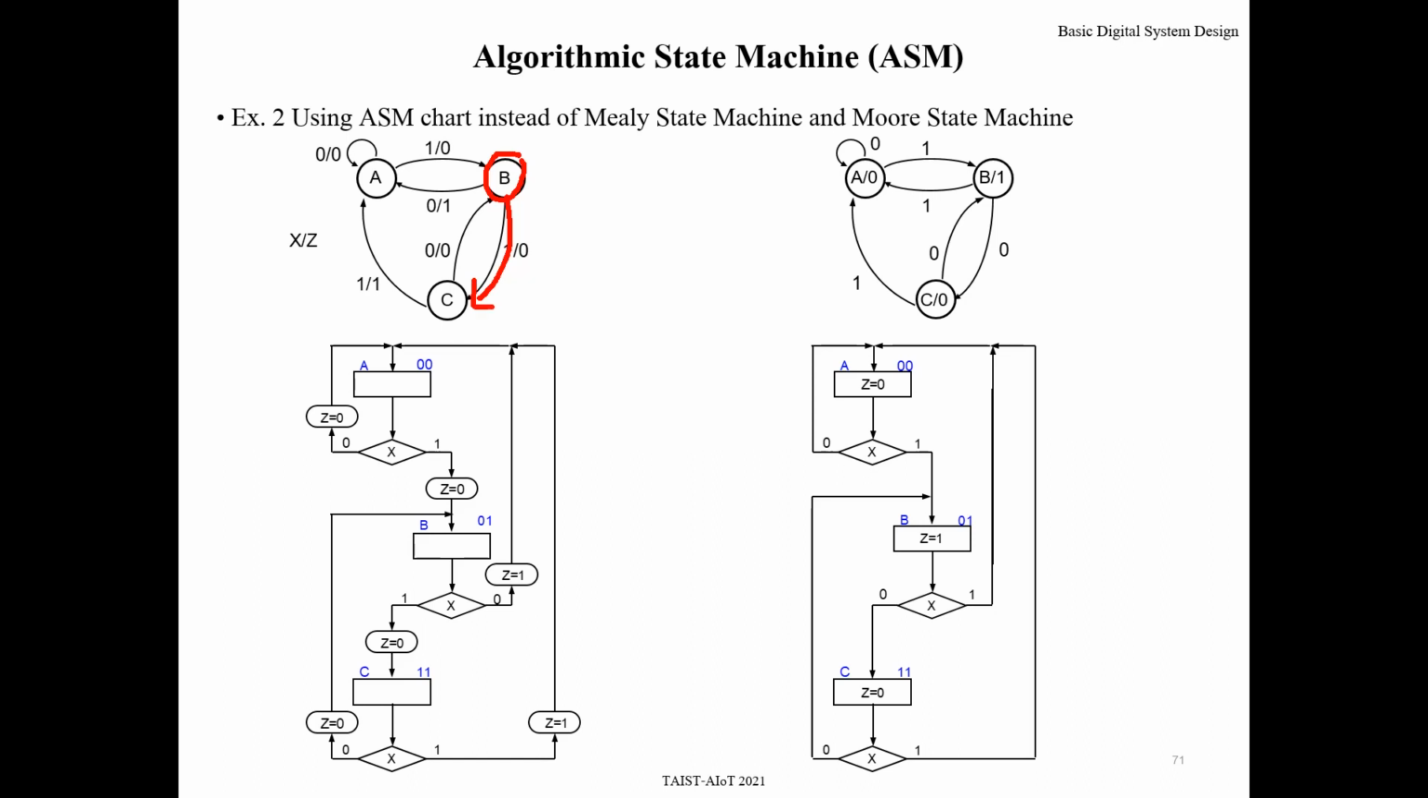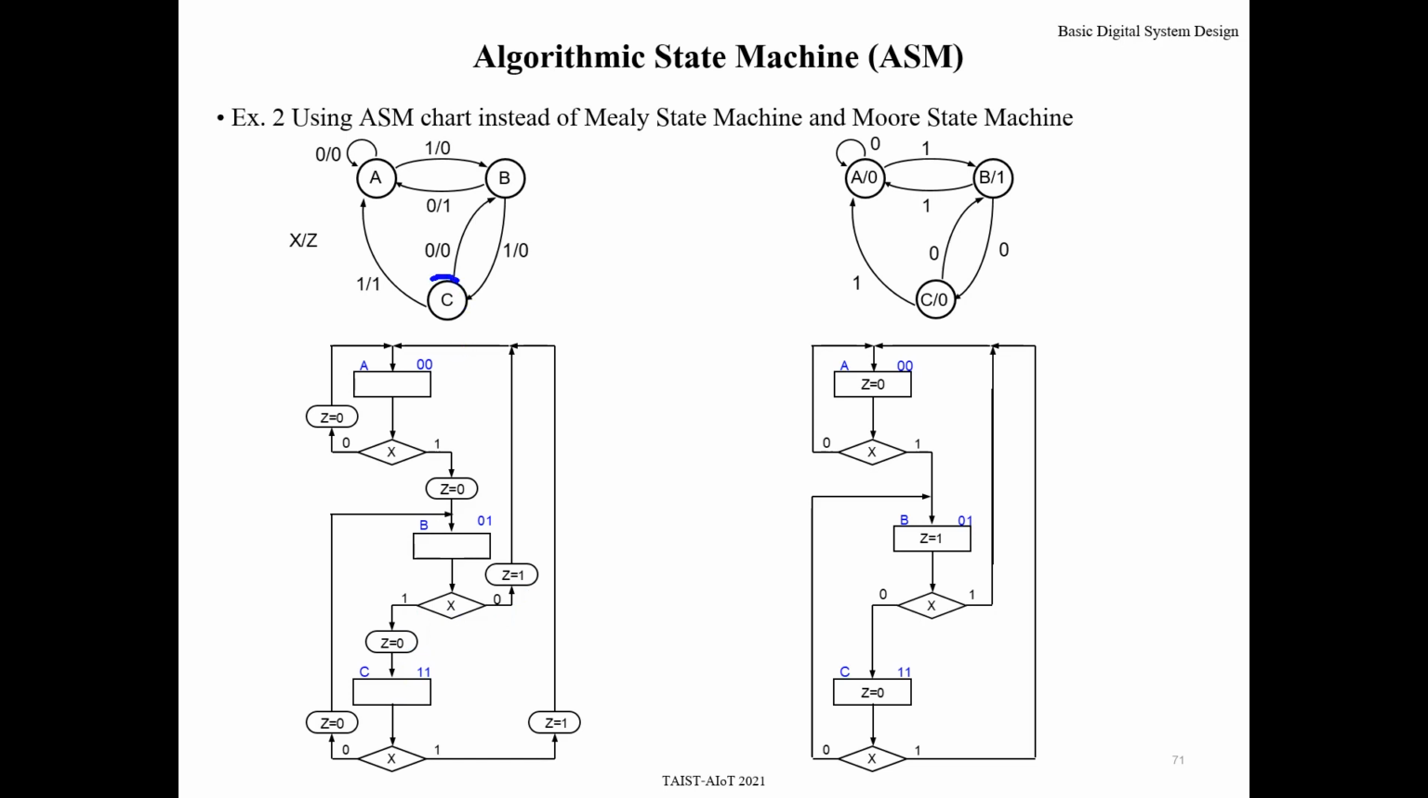if input X is 1, go to C, with output Z is 0. And if input X is 0, it goes back to A, and output is 1. Note the output depends on the value of X, right? If X is 0, output is 1. If X is 1, output is 0. Okay, it's a Mealy type output.